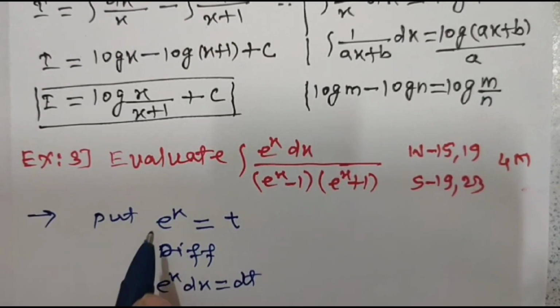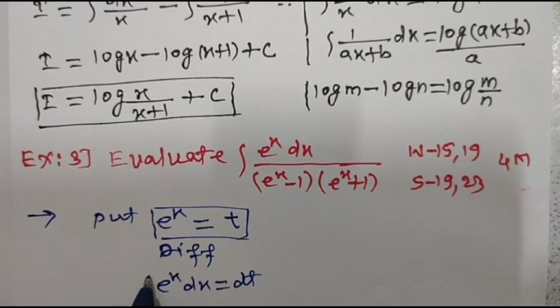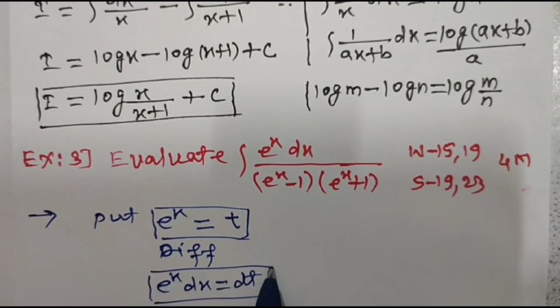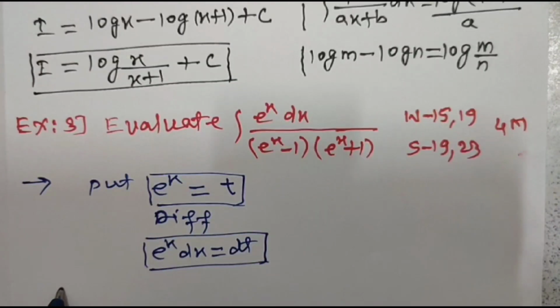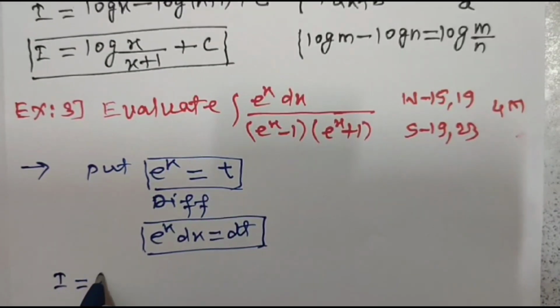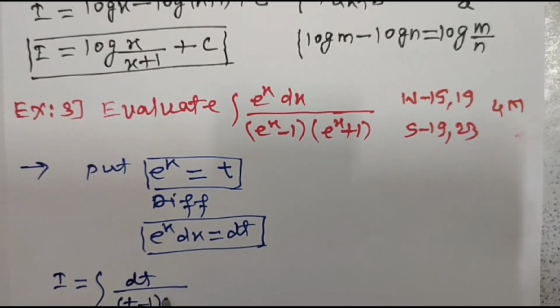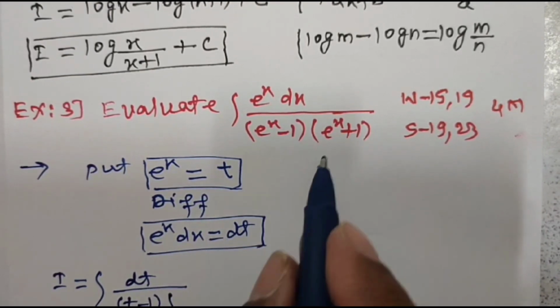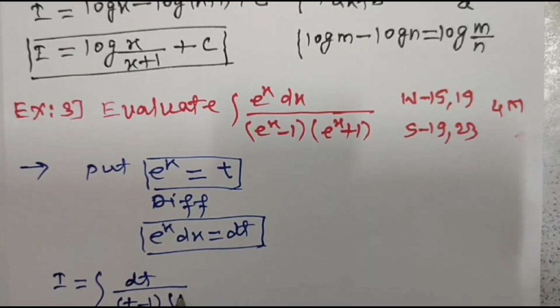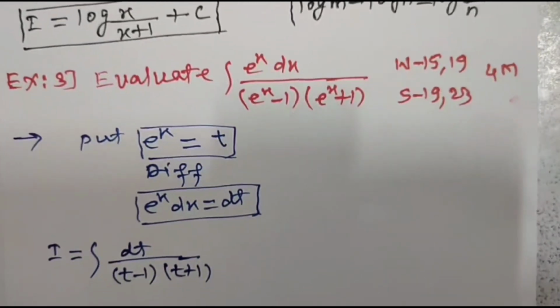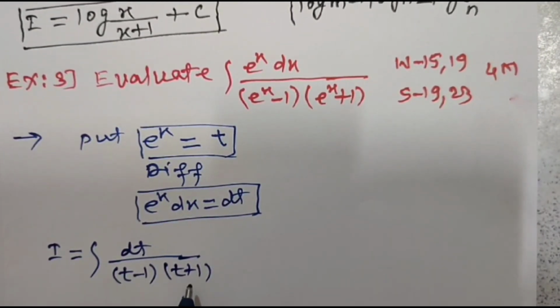Put e to the power x is equal to t, and e to the power x dx is equal to dt in the given integral. So, I is equal to the integral of dt divided by (t minus 1) into (t plus 1), replacing e to the power x. Now you can see t minus 1 and t plus 1 both are linear factors.